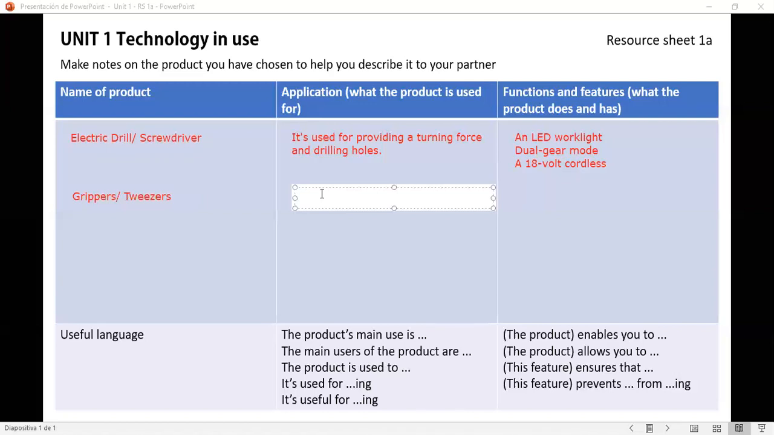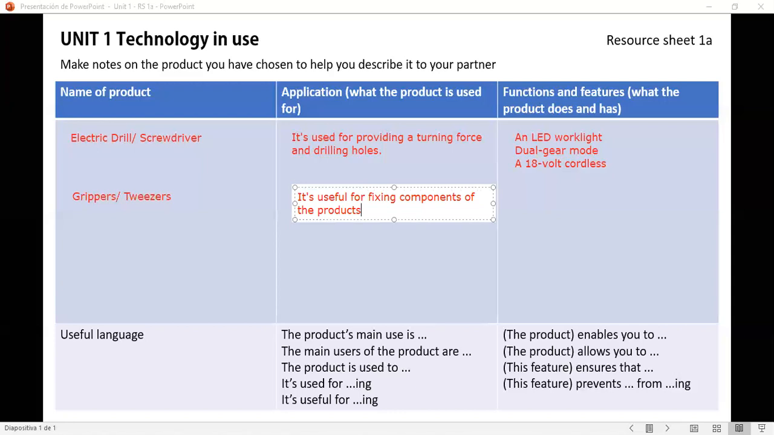Yes, we can use them. We can write down that the product is used for, and we can add, for example, to have accessibility to different parts of a product when you're fixing it. Let me write it down. It's used for... well, I already used that. It's useful for fixing components of the products.